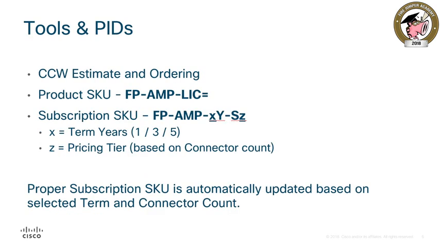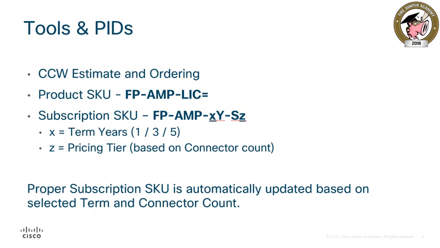Next, we will go over how to place an AMP for Endpoints order and the required PIDs. CCW is used to estimate and quote out the AMP for Endpoints connector licenses. The PIDs on this slide are here for your reference and your understanding of the structure. CCW will automatically populate the appropriate subscription SKU based on the terms and pricing tier from the number of connectors. There's only one product SKU, FP-AMP-LIC=, for which you will enter the number of connectors required.